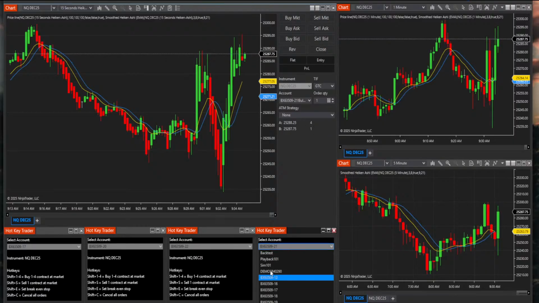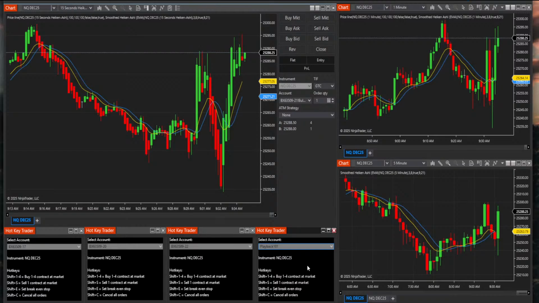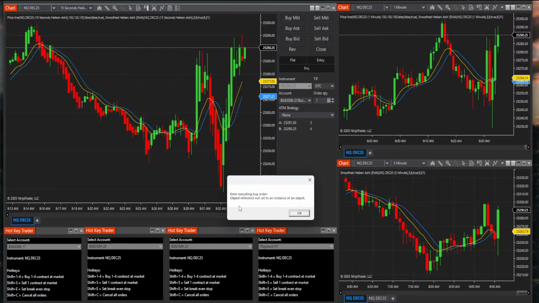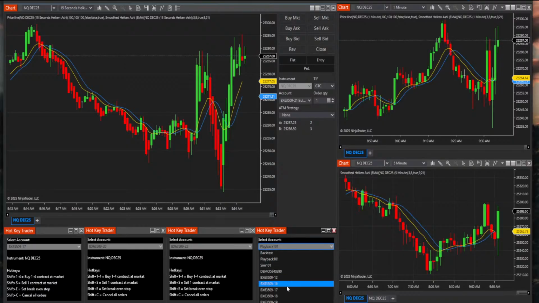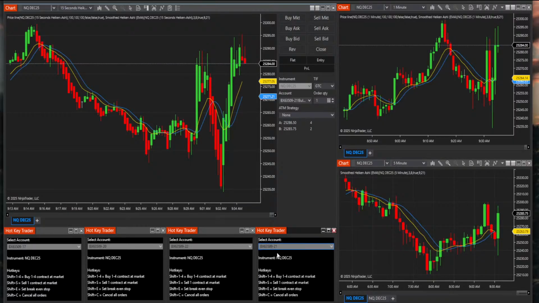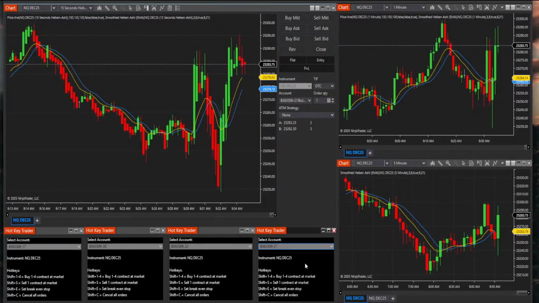If you come here and you go to playback and then you try to hit Shift 1, it's going to error: execute an object ref. Okay, so it's going to give you an error. You actually need to have your account chosen, okay? Let's see what we can do here.